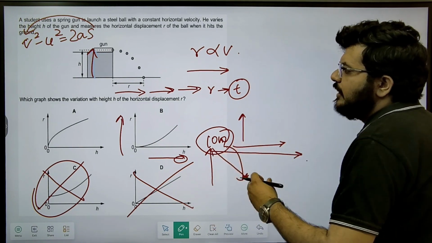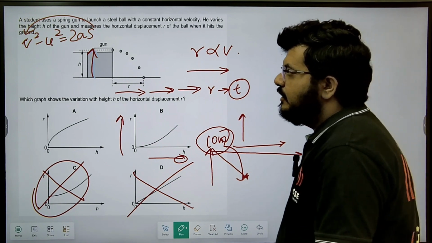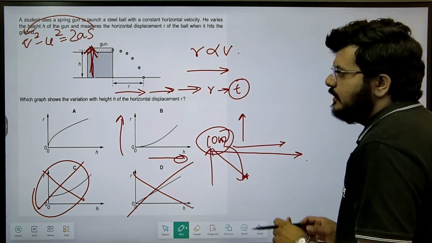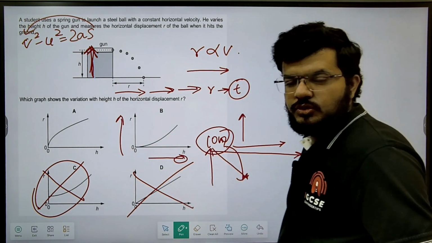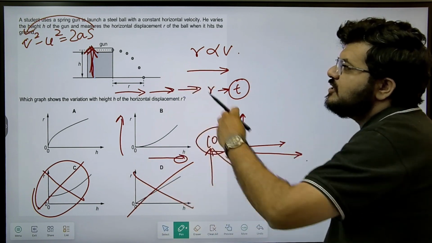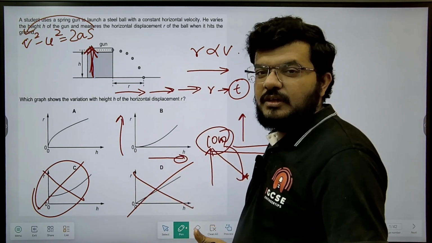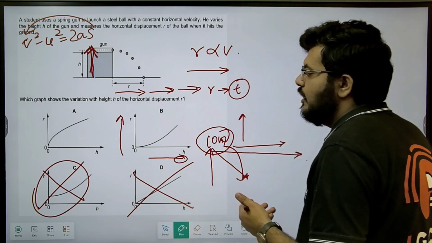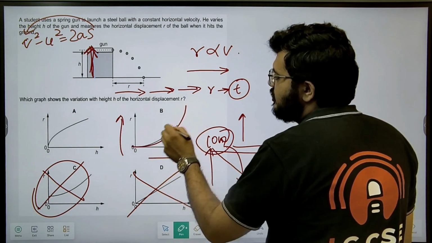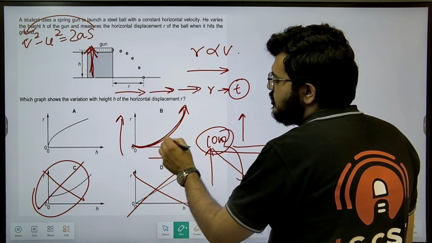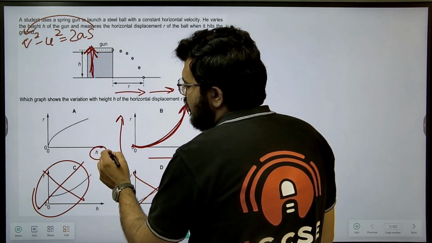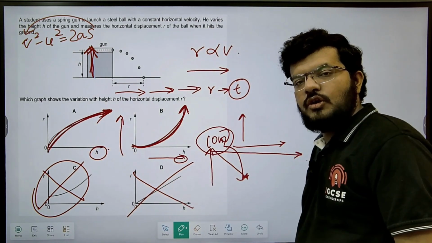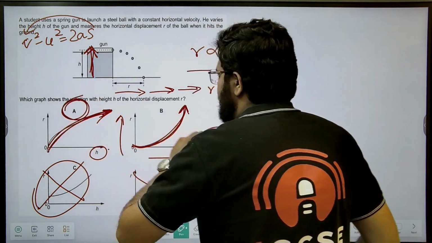But when I go on increasing the height, the distance traveled also goes on increasing. But after a certain height, the ball will experience resistance, that is air resistance, air friction, right? Because of which it will not have this kind of graph. When height increases, this is not the relation. When height increases, the distance traveled then goes on slowly decreasing. So the option A is your answer.